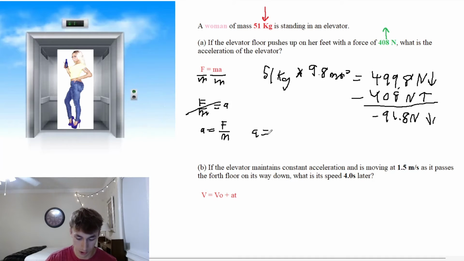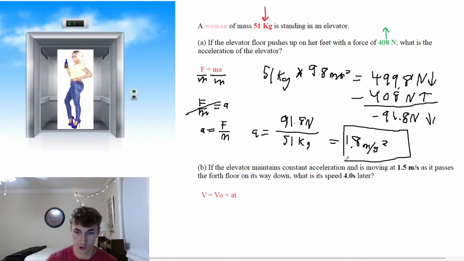So acceleration equals 91 newtons, because that's the resulting force of everything, over the mass. We know the woman has a mass of 51 kilograms. And when we put that in our calculator, we get 1.8 meters per second squared, and that is the acceleration, A.